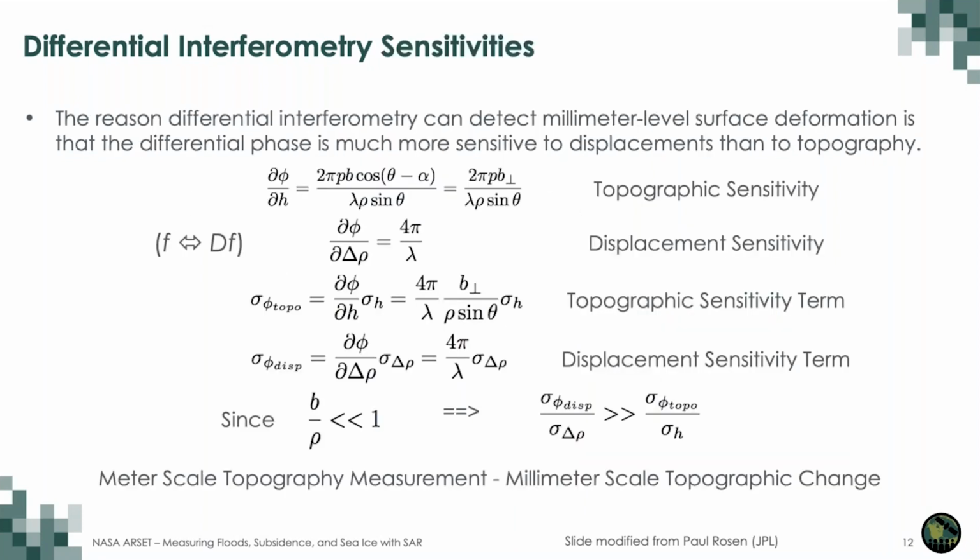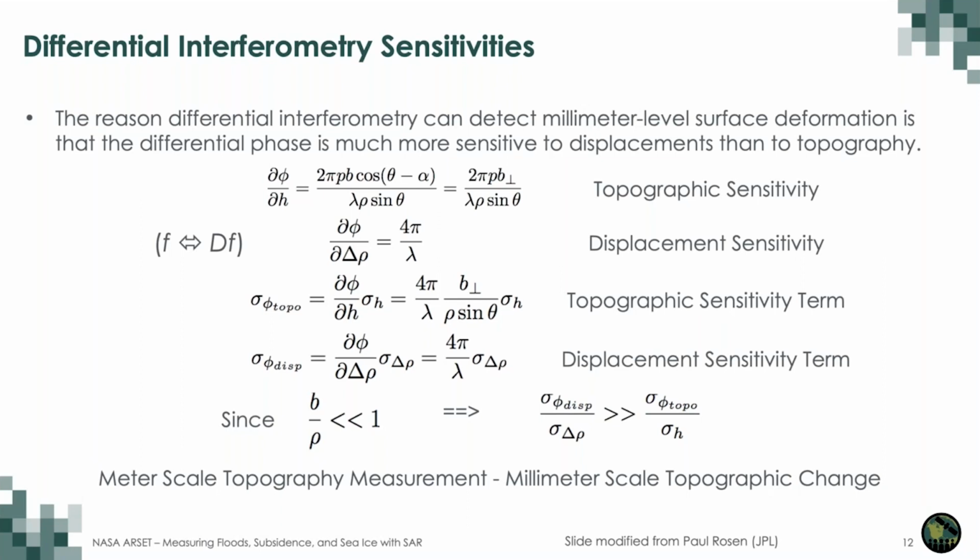And the little picture here is the map of the Hector Mine earthquake that happened here in Southern California in 1999. One of the key things to remember is that the sensitivity of SAR interferometry to topography depends on the distance between the two radar antennas, and it depends on the total path length. That means that we're limited in the resolution of measuring topography. It's usually on the order of a meter or tens of meters.